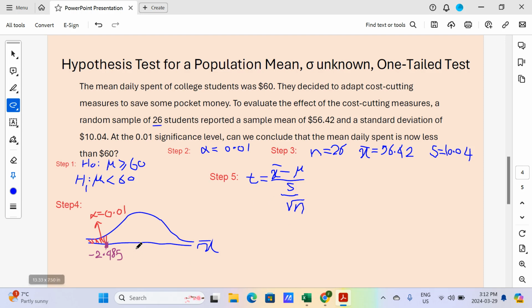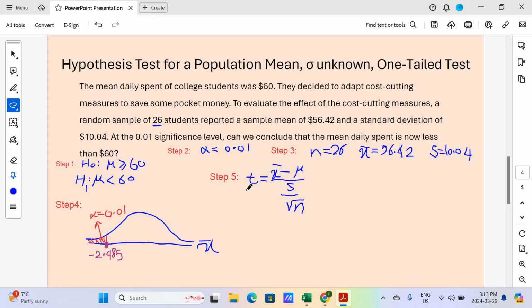If the t-value of x bar falls in the rejection region, I'm going to reject H0. If the t-value of x bar doesn't fall in the rejection region, it means it falls on the right side of minus 2.485. If the t-value of x bar is on the right side of the cutoff point, then it falls within don't reject H0. And in this case, we don't reject H0.